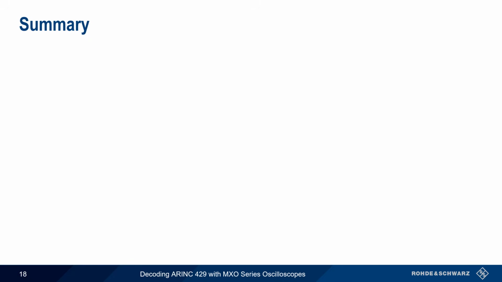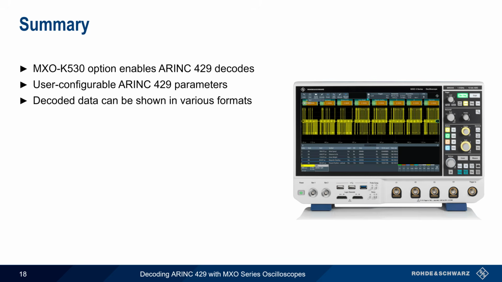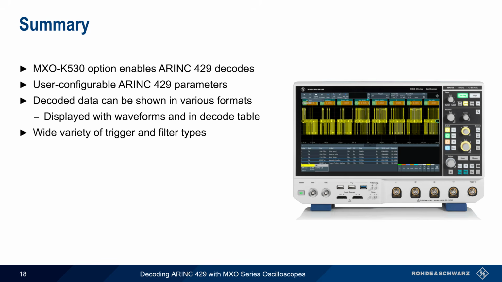Let's end with a brief summary. The K530 serial decode option enables ARINC 429 decodes on MXO series oscilloscopes. All ARINC 429 protocol parameters are user configurable, and decoded data can be displayed in various formats, both with the waveforms and in a decode table. The MXO also supports a wide variety of trigger and filter types, such as specific values or ranges of values in the frame fields, and/or on frames having different types of errors.